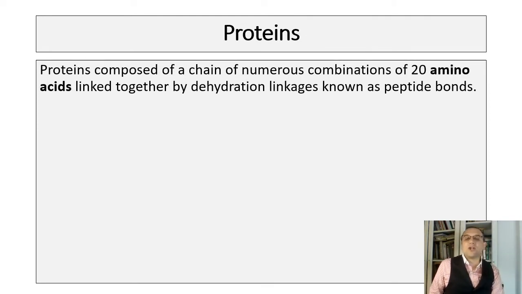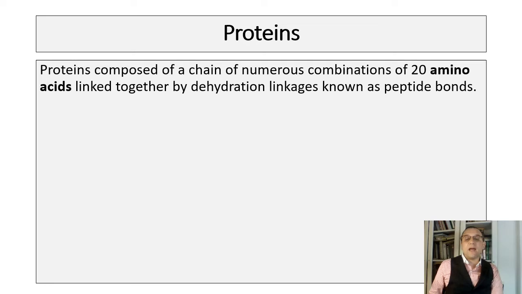Proteins are composed of a chain of numerous combinations of 20 amino acids linked together by dehydration linkages known as peptide bonds. Peptide bonds are covalent bonds. We call them peptide to make it special. So every time you hear peptide bond, you know we are talking about bonds between amino acids, peptides. We're talking about proteins. A typical protein is made up of 300 or more amino acids, and the specific number and sequence of amino acids are unique to each protein.